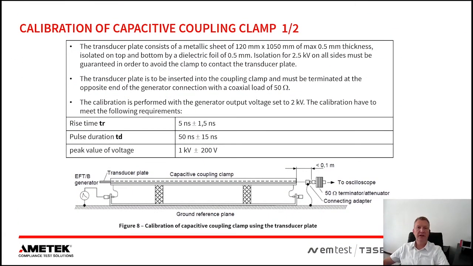To calibrate the capacitive coupling clamp, we have to use a so-called transducer plate. The transducer plate consists of a metallic sheet of 120 mm by 1050 mm with maximum 0.5 mm thickness. It is isolated by a dielectric foil of 0.5 mm. This plate then has to be put in the capacitive coupling clamp, and we need to add the 50 ohm load at the opposite side of the burst generator connection.